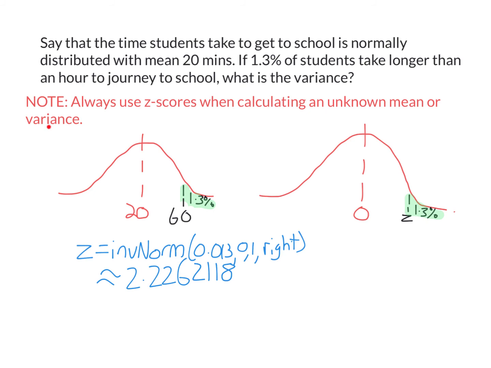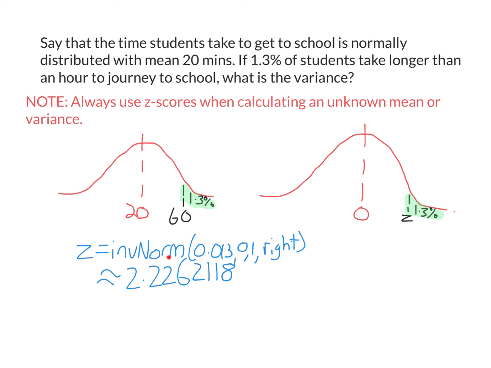Now, if we want to know the variance, we use z-scores, because what we want to find out is this score, 60. Is it 2 standard deviations above the mean? Is it 3 standard deviations above the mean? That's why we're using a z distribution. We're finding the corresponding z value so that 1.3% of scores are above that value.